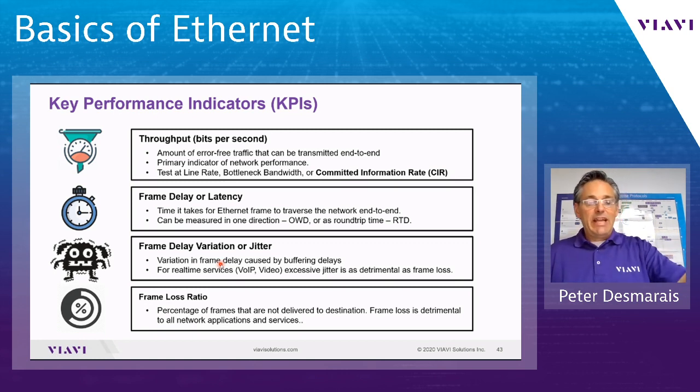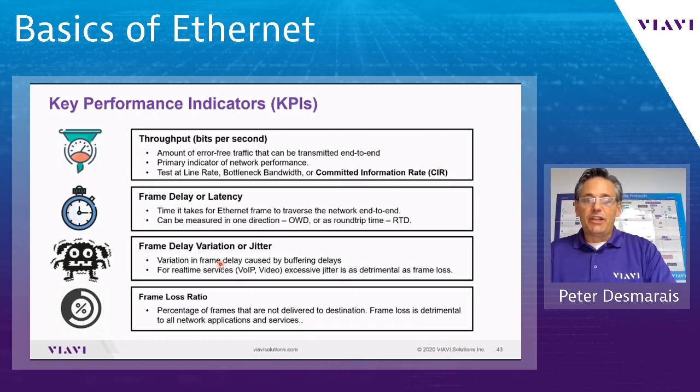Next is frame delay, or latency, and that's basically the time it takes for the signal to get across the cables, through the switches, and back. If we've got device to device, it can be measured in one direction, one-way delay, or RTD, round trip delay. A device going to another device would be one-way delay. Device to a loopback and coming back, we're going to measure round trip delay. I'll talk a little bit about that and loopbacks in just a second.